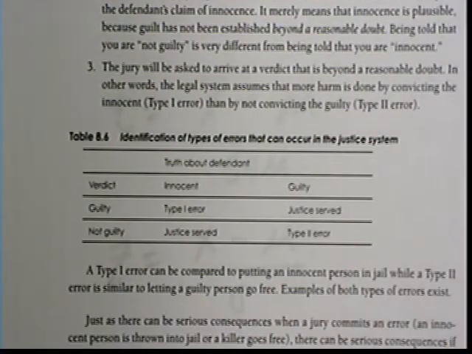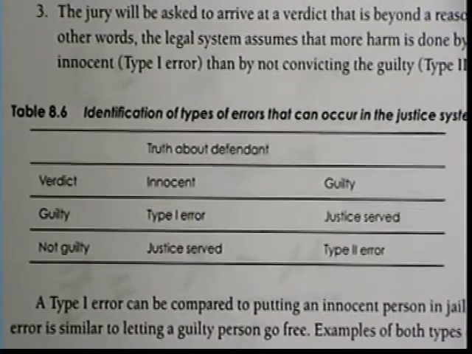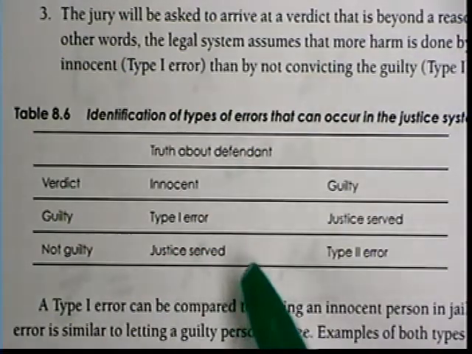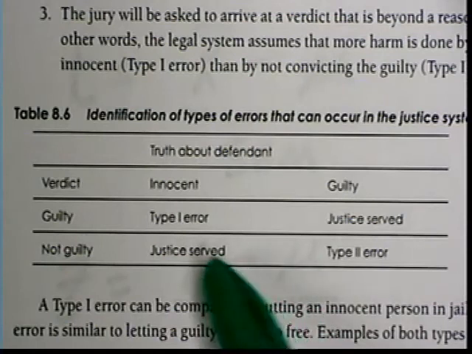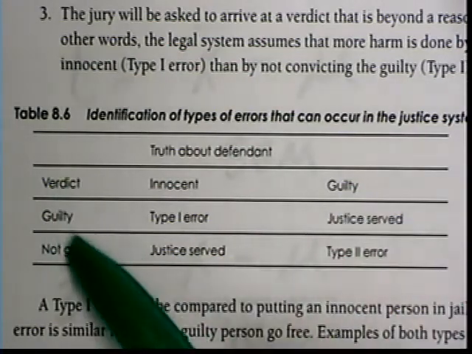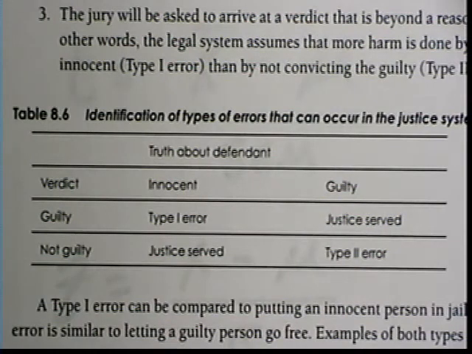Another thing that I want to go back to that we've covered before in the previous video is type 1 and type 2 error. Hopefully you didn't have any problem with this. This is a table similar to what we had. The truth about the defendant, they're either innocent or they're guilty, and the verdict reached by the jury, guilty or not guilty. And there are 4 situations.